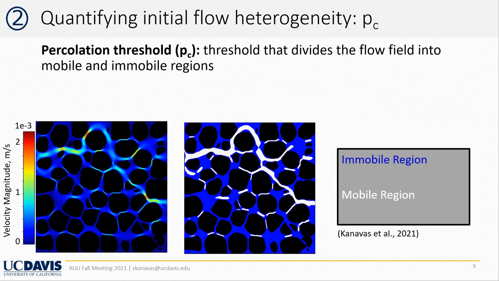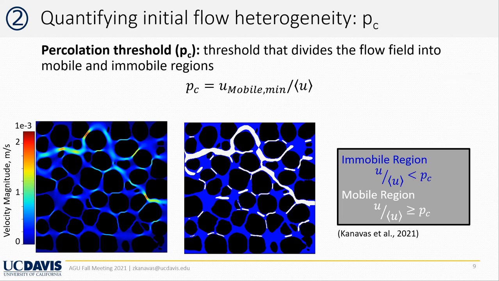The second metric is the percolation threshold, or PC, which divides the flow field into mobile and immobile regions, mathematically defined as the ratio between the minimum velocity in the mobile region relative to the average velocity of the entire sample. This threshold is set at the first established path of high velocity connecting the inlet to outlet. Velocities lower than this threshold are in the immobile region, and velocities greater than this threshold are in the mobile region.